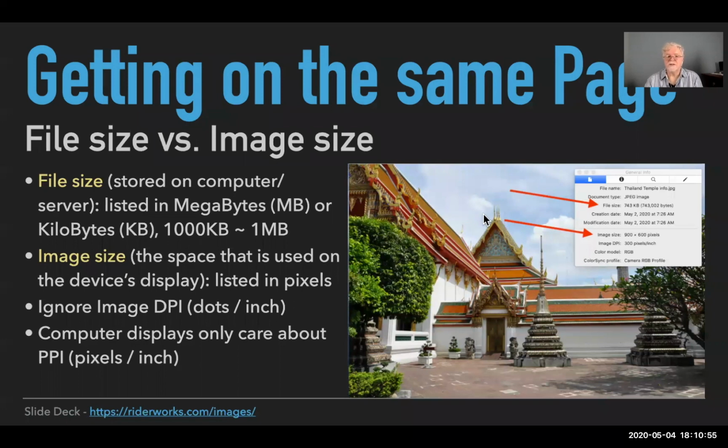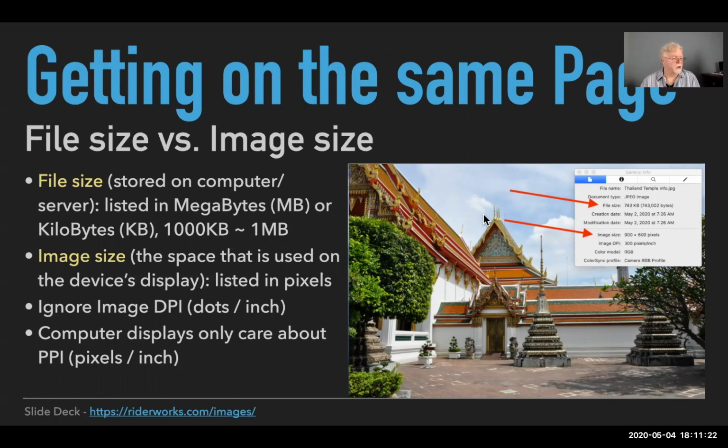The image size is different, though. It's listed in pixels, and that's used strictly by the device's display. And so that's called an image size. And we're going to ignore the DPI because it doesn't have anything to do with pixels on WordPress or any kind of image that goes up on a browser. The computer displays are the only things we really need to care about, and that's called pixels per inch.